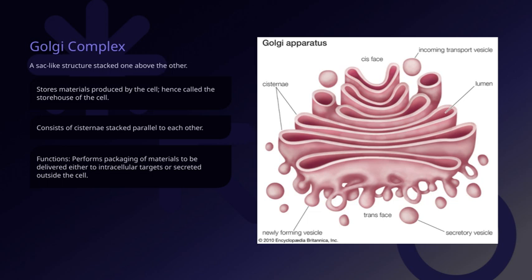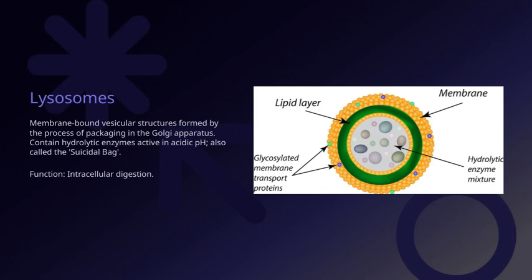Overall, the Golgi complex is crucial for processing, packaging, and distributing the proteins and lipids that the cell needs to function properly. It's a central hub in the cellular logistics system, maintaining order and efficiency in material trafficking within the cell. Now, let's talk about lysosomes.